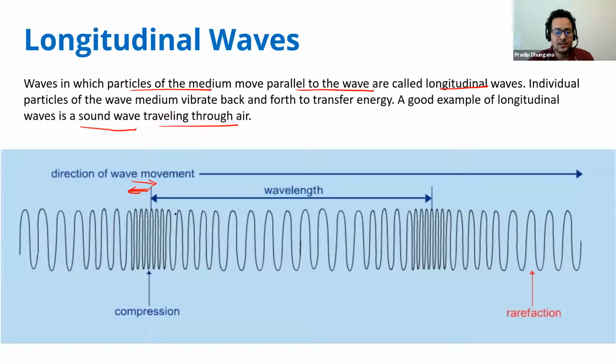And we can see that there will be compression and rarefaction in a longitudinal wave. And then wavelength is the distance between two consecutive compressions or rarefactions. In that way, we can define wavelength.